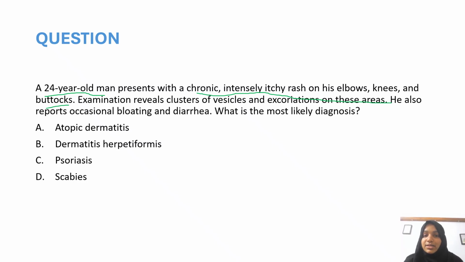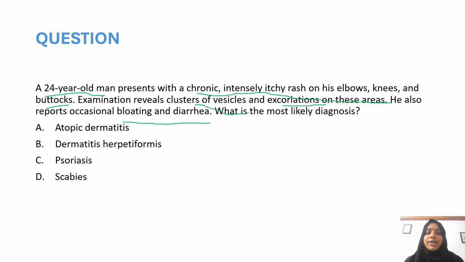Examination reveals clusters of vesicles. So the morphology of lesion is important. That is vesicles here and excoriations on this area. So that means it is intensely itchy and pruritic. That is why there is excoriations. He also reports occasional bloating and diarrhea. So that is another additional condition which may or may not be associated with this dermatological condition. So we're going to examine this question and see what it is about.